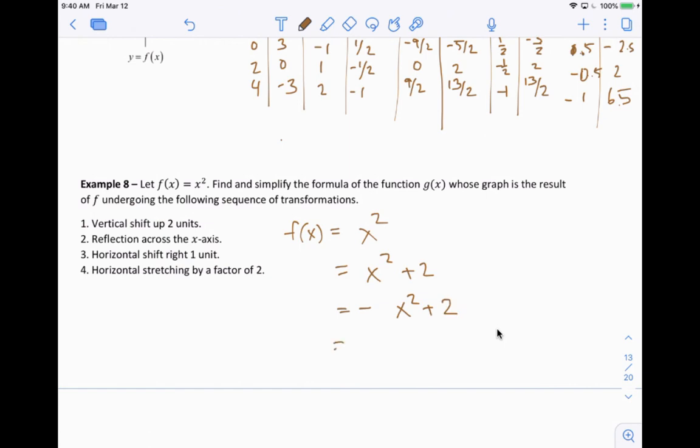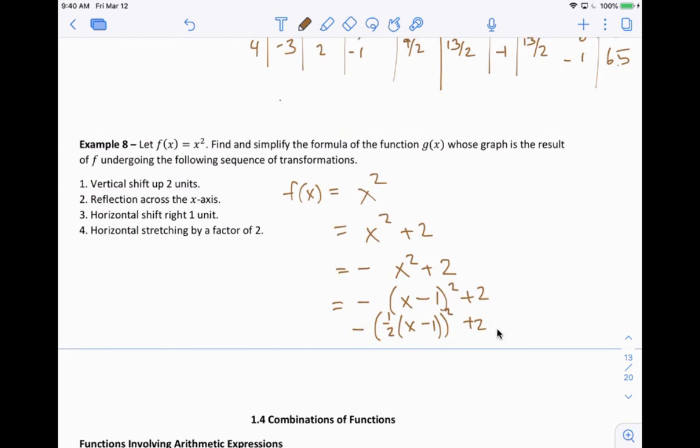A horizontal shift right 1 would take this and go x minus 1, plus 2. And then a horizontal stretch by a factor of 2, we would have to use a 1/2 x minus 1 squared plus 2. If we simplify that a little bit, we get that g of x, and you can just write it over here, is equal to negative (1/2 x minus 1/2) squared plus 2. That is g of x.